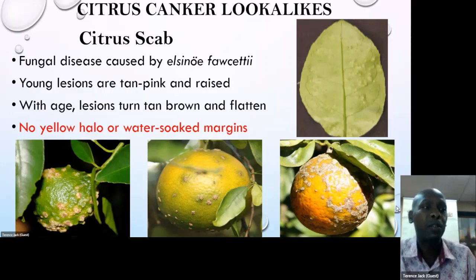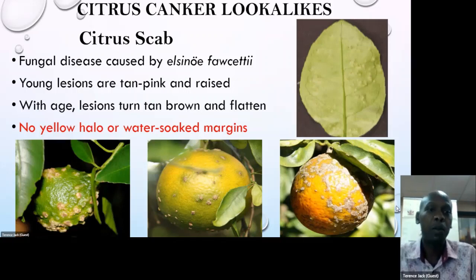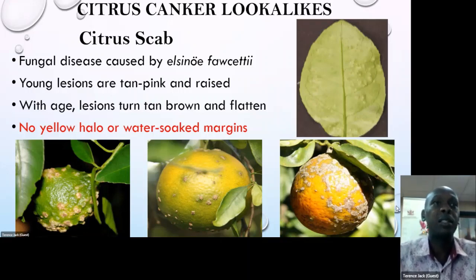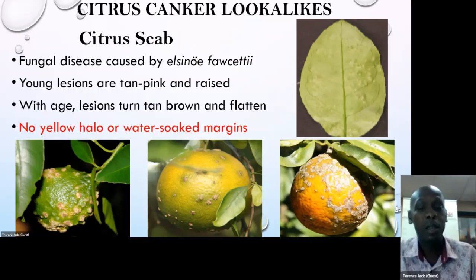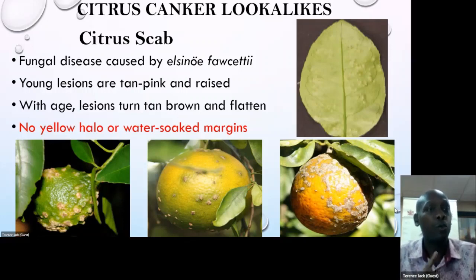So in the field, you have to observe and look at the signs and symptoms to differentiate whether it is affected by citrus scab or some other fungal disease, or whether it is citrus canker, which is a bacterial disease. But for citrus scab, the differentiating feature is that these lesions are tan pink, as opposed to citrus canker, where the lesions are brown in color. The lesions would eventually turn brown, but they become flattened. But the most definitive feature here is that there is no yellow halo and you have no water-soaked margins. So citrus canker has that defined yellow halo that surrounds the corky raised lesions, as opposed to citrus scab, where you have no yellow halo and no water-soaked margins around the lesions.